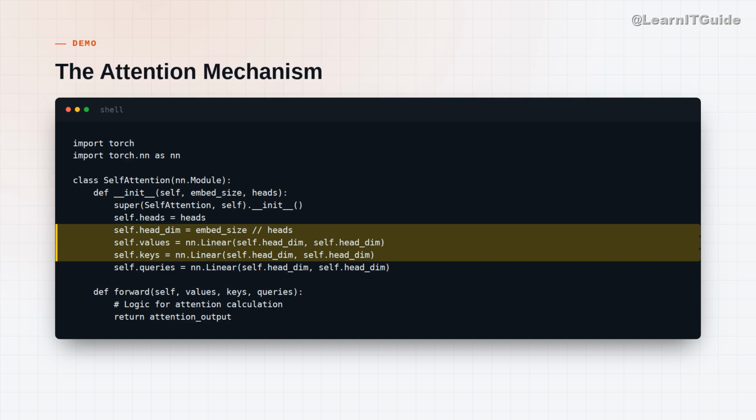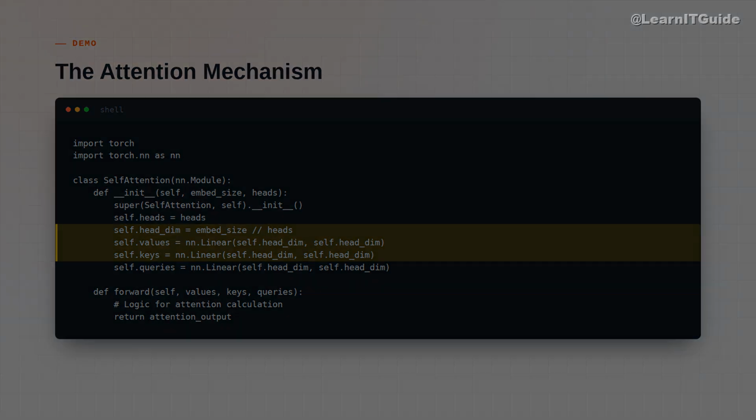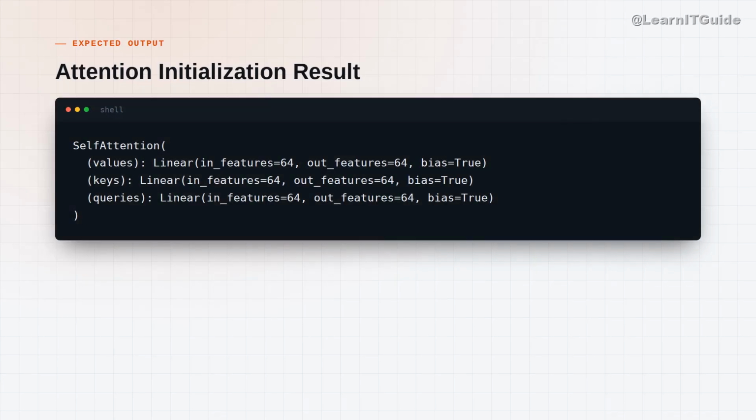Now let us see how we handle this in a production scenario. When you instantiate the class, this is the structure you should see. It confirms that the linear layers have been created with the correct dimensions. If you see mismatched features, it usually means your embed size is not divisible by your number of heads.